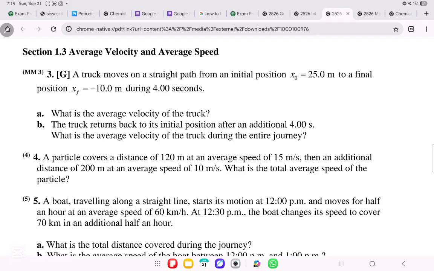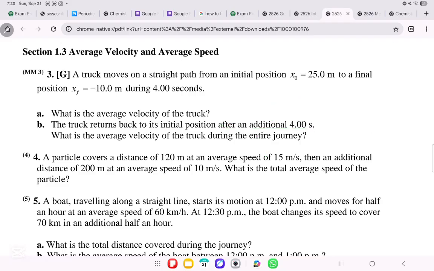What does it say in question number 3? It says a truck moves on a straight path from an initial position of 25 meters to a final position of -10 meters during 4 seconds. What's the average velocity? Average velocity is the displacement over the time. So it's going to be -10, which is x final, minus x initial, which is 25, over the time, which is 4. So we're going to get -35 over 4, which is approximately -8.75 meters per second.